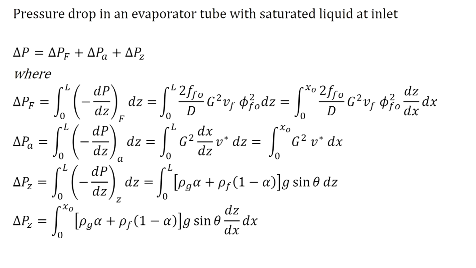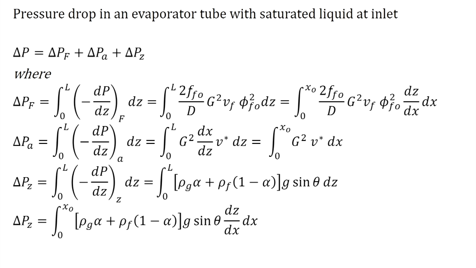So, now consider pressure drop in an evaporator tube with saturated liquid at the inlet. The total pressure drop will be equal to delta Pf plus delta Pa plus delta Pz, and delta Pf is the integral of the frictional pressure gradient, and we substitute the expression and convert from dz to dx. So, we get integral 0 to xo 2 ffo by d g square Vf phi fo square dz by dx dx.